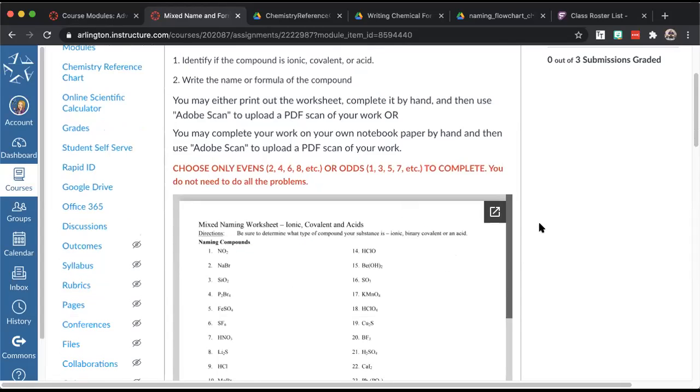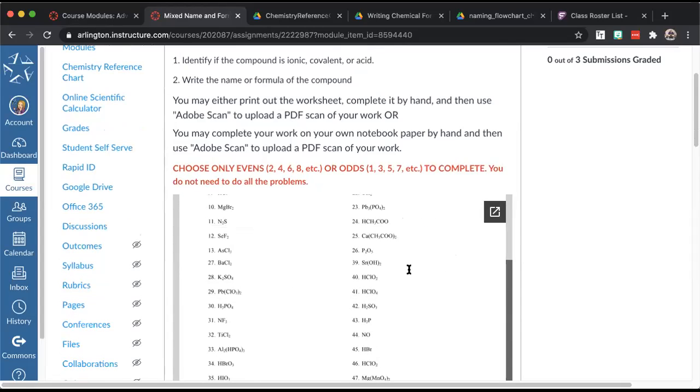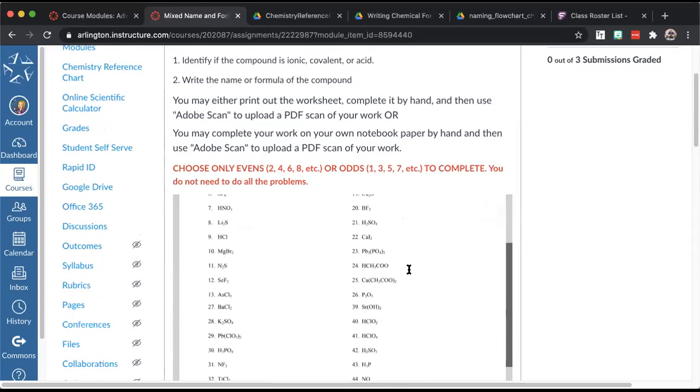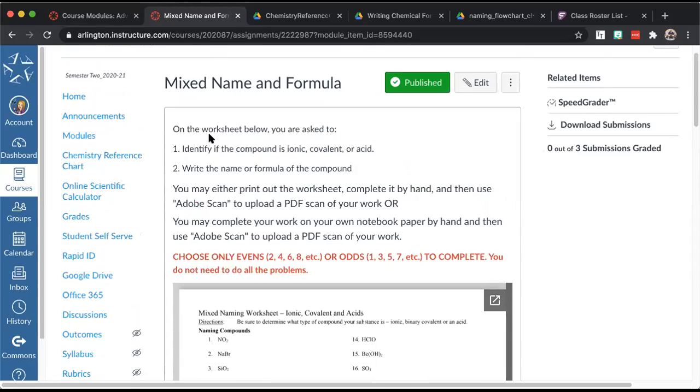The way that it works, the first page has 1 through 50. Those are all formulas. So that means on 1 through 50, you're going to tell me, number one, is it ionic, covalent, or acid? And number two, you're going to write out the name of the compound, okay? The reason that you have to tell me if it's ionic, covalent, or acid is because you have to know which type it is in order to write the name correctly.